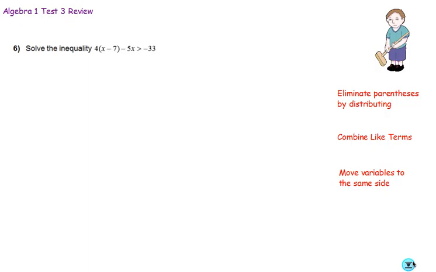Okay, so if you look at number 6, it's pretty much just straight up solve it. So nothing funky with this problem, we just need to solve it. All right, so I'm going to rewrite this for myself so it's a little bit larger. Oh, I started doing the problem already. So we've got 4 times the quantity x minus 7 minus 5x greater than negative 33.